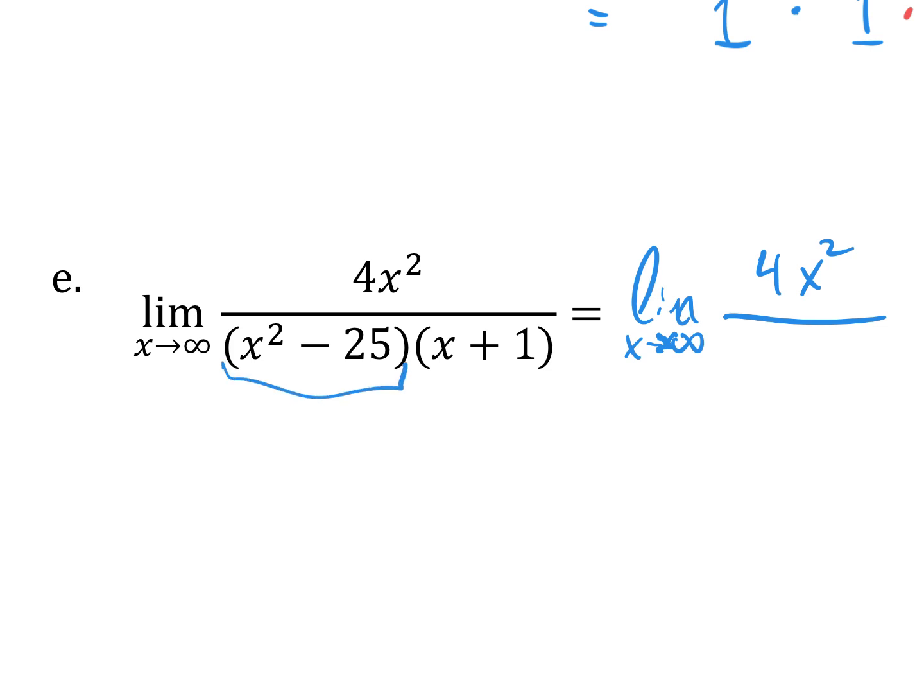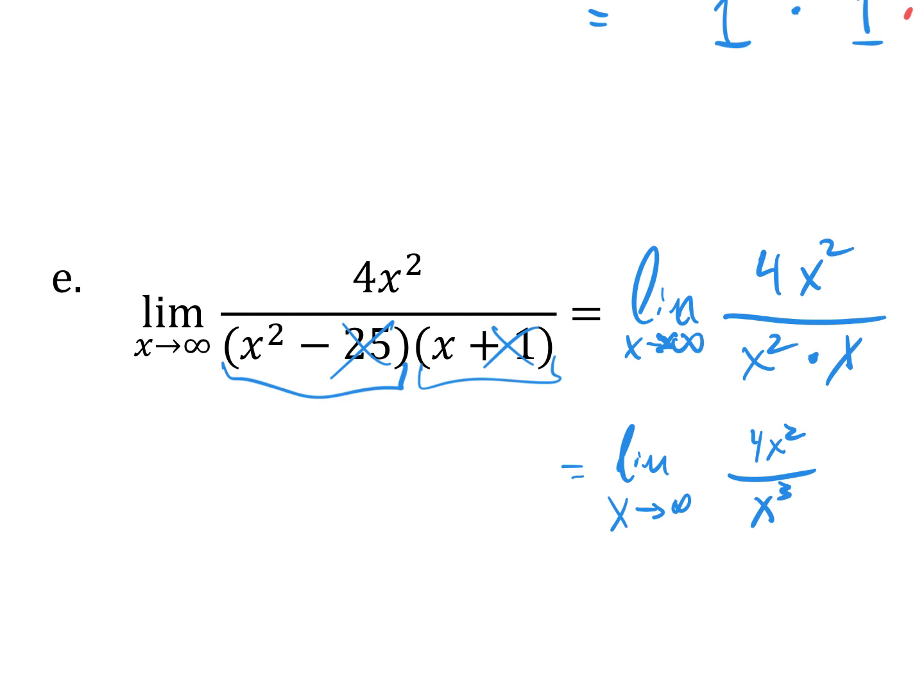But here, when we look at this, does that 25 really matter? No. So we just have x squared. When we go to infinity, really large numbers, the small numbers don't change things. When x is huge, the 1 doesn't matter. So we have x squared times x, okay? And so we end up with a limit as x goes to infinity of 4x squared over x cubed. And that's going to cancel with 2 of those. That leaves us with the limit as x goes to infinity of 4 over x.